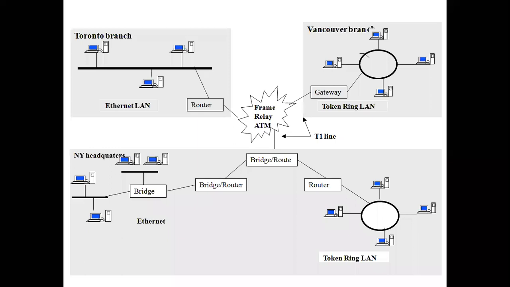So this is the scenario we have. If we have a branch in New York, then Canada, and another part of Canada, and we are sharing all the networks, here it becomes very easy.